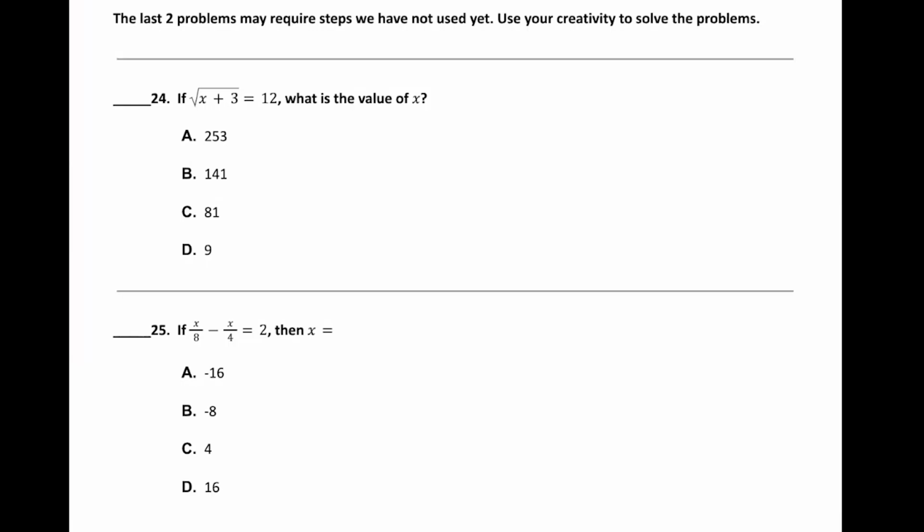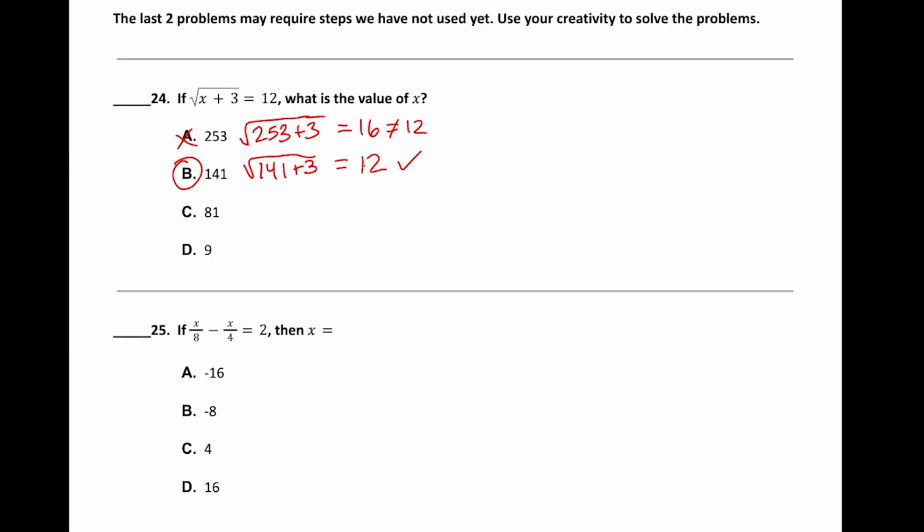So let's plug in 253 and see what happens. If I plug in 253 plus 3, I'm just going to put that directly into my calculator. I'm not going to think about it too hard. I'm just testing to see, does that equal 12 or not? And so 253 plus 3 is 256. The square root of 256 is 16. That is not 12, so it can't be A. When I try 141, 141 plus 3 is 144, and the square root of 144 is 12.